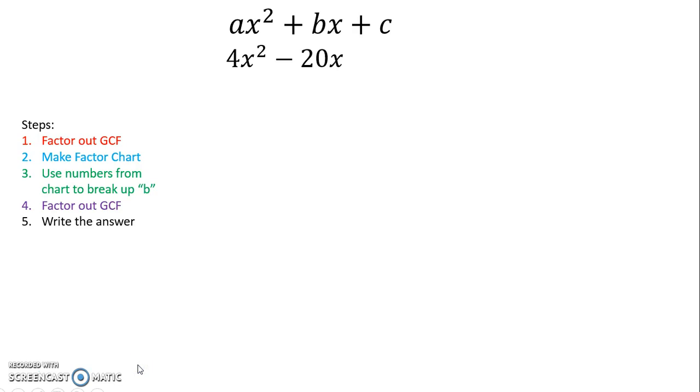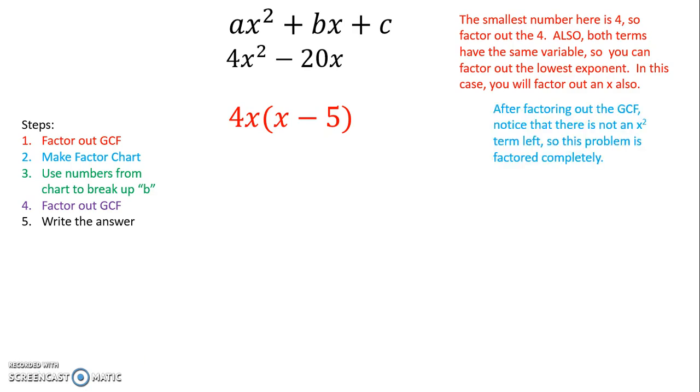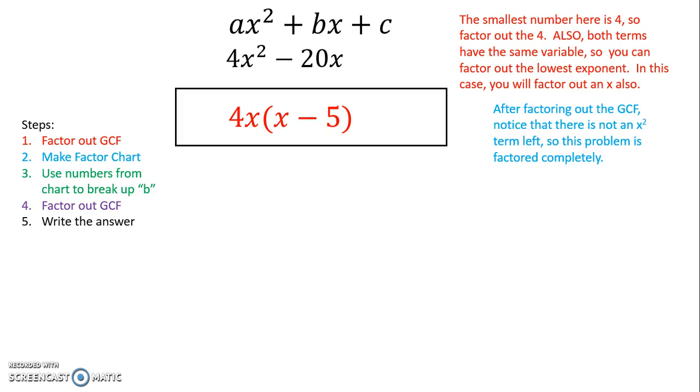Okay, next example here, I have 4x squared minus 20x. Okay, the smallest number here is 4, so you're going to factor out the 4. Also, both terms have the same variable, so you can factor out the lowest exponent. In this case, I'm going to factor out a single x also. So if I factor out 4x, I get 4x divided by 4x gives me a single x, and 20x divided by 4x gives me 5. Okay, after factoring out this GCF, I notice that there's not an x squared term left, so the problem is factored completely. Put a box around it and you're done.